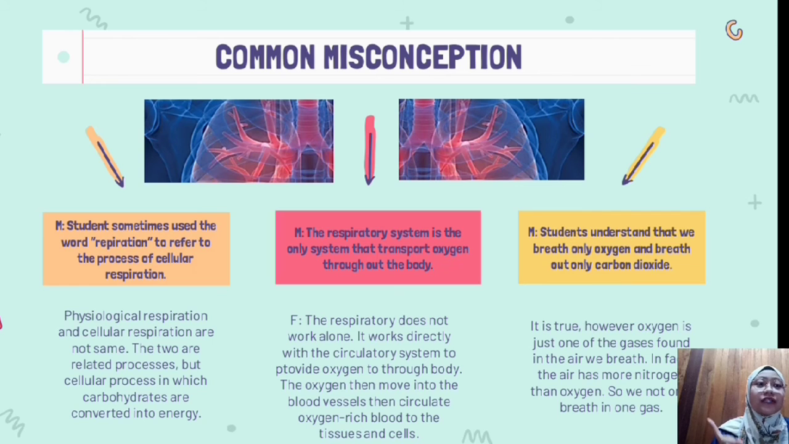Students think that the respiratory system is the only system that transports oxygen throughout the body. Actually, the respiratory system does not work alone. It works directly with the circulatory system to provide oxygen throughout the body. The oxygen then moves into the blood vessels that circulate oxygen-rich blood to tissues and cells.